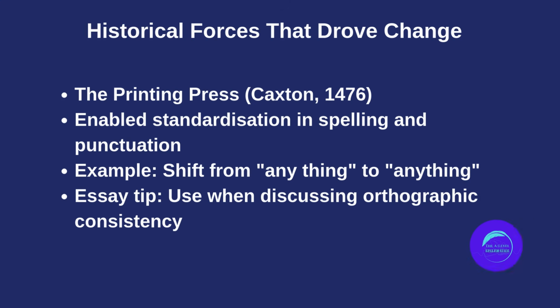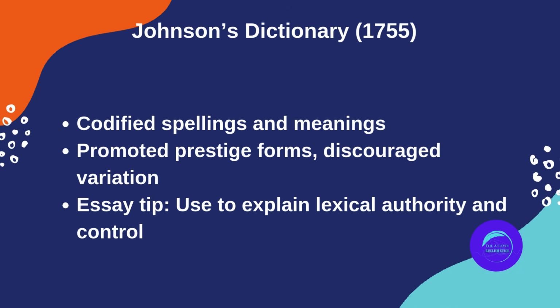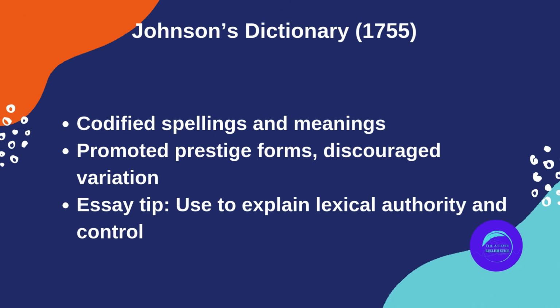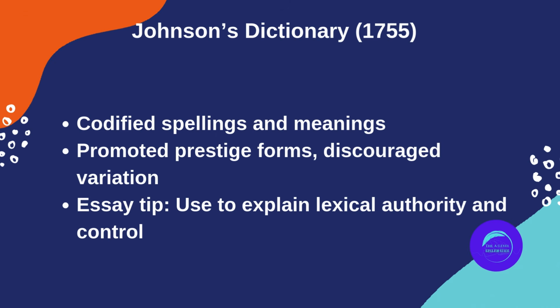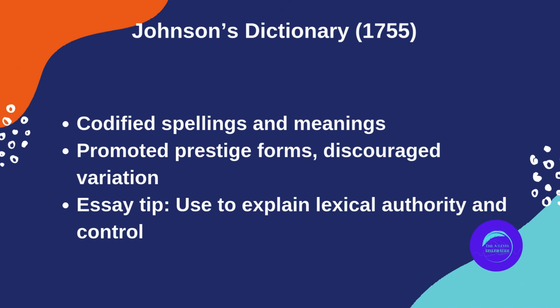In 1755, Johnson's dictionary provided standardised spelling and definitions. It was one of the first major tools of codification. Many forms we consider standard today were promoted by Johnson's dictionary and printed repeatedly in formal contexts. The dominance of certain spellings can be traced back to Johnson's dictionary, which helped fix those forms in educational and institutional settings.